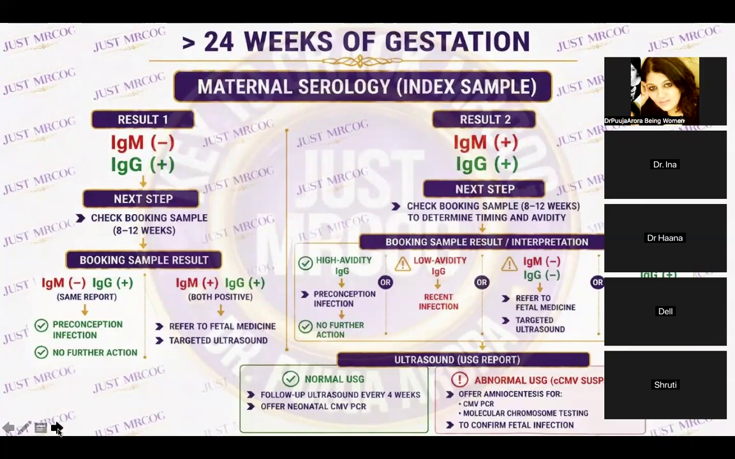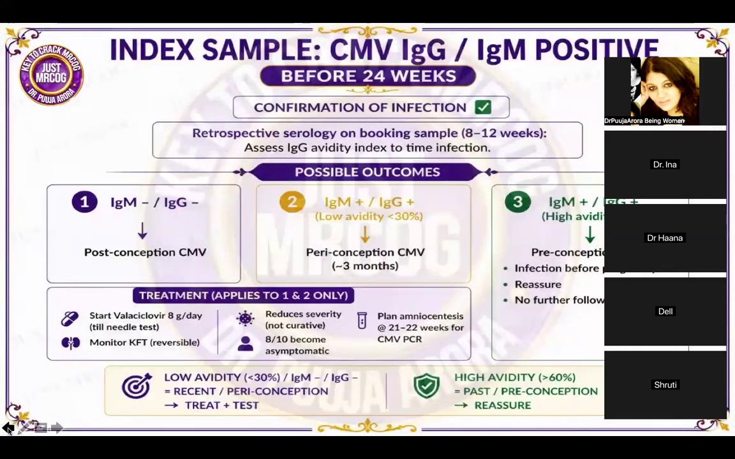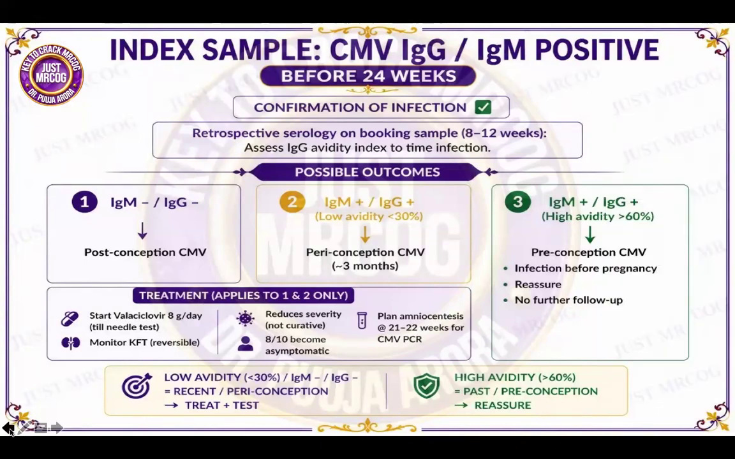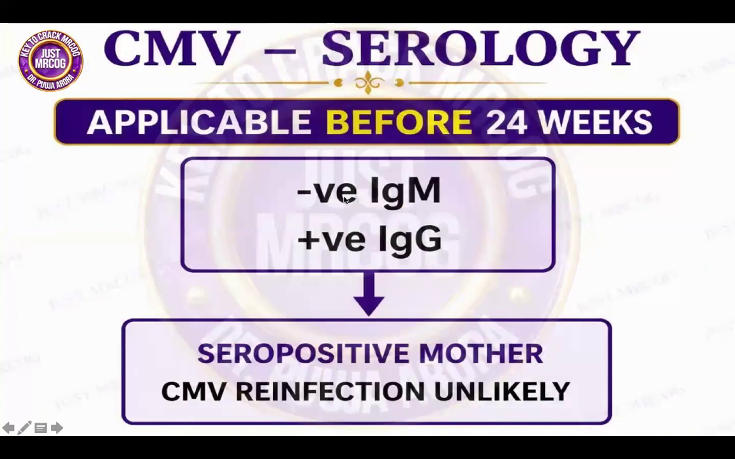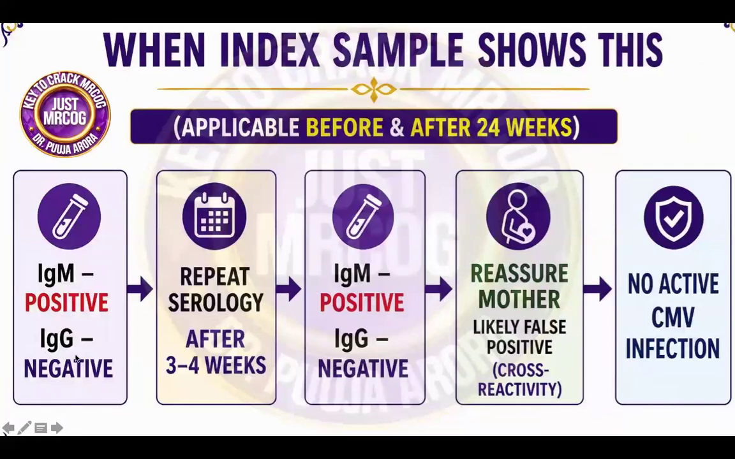Ma'am, I have a question from the beginning, starting slides. You said if it is IgM positive and IgG is negative, then we repeat in 3 weeks. I'm saying IgM usually indicates acute infection. So why do we wait for 3 to 4 weeks? Don't we give treatment when IgM is positive and IgG is negative?